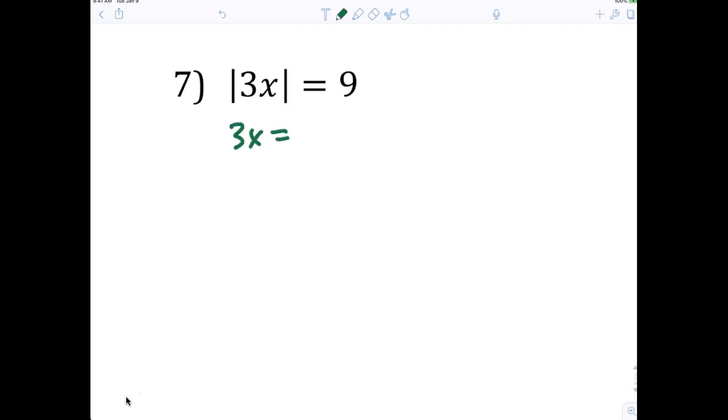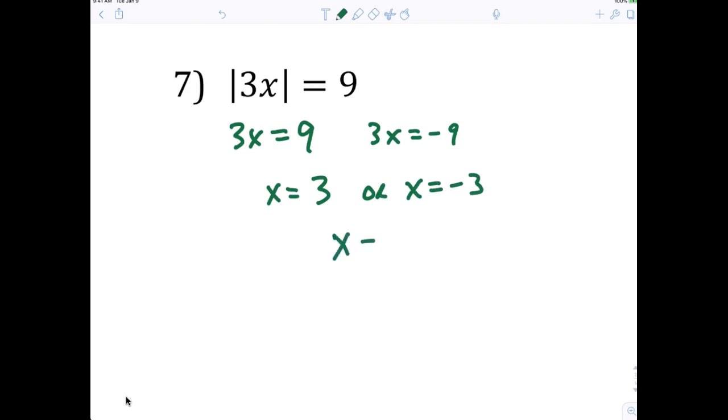3x equals, I didn't hear you. And? What's the other equation? Shh, put your hands down. He's brilliant. 3x equals -9. So x equals 3 or? So because we're brilliant, we're going to get used to writing x equals ±3.